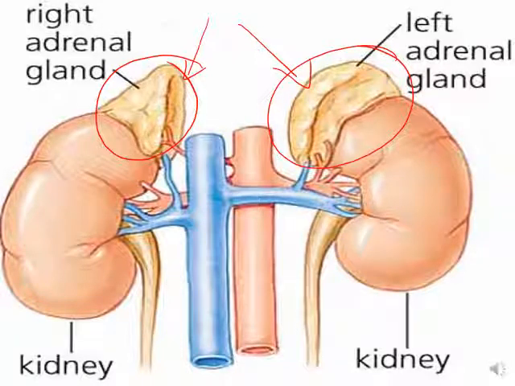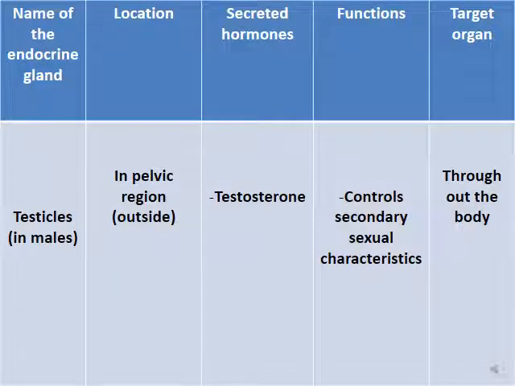Now let's move to the type of gland that's found specifically in males. This gland is called the testicles. The testicles are located in the pelvic region. They're not located inside the body. They're found in the pelvic region, located outside the abdominal cavity.